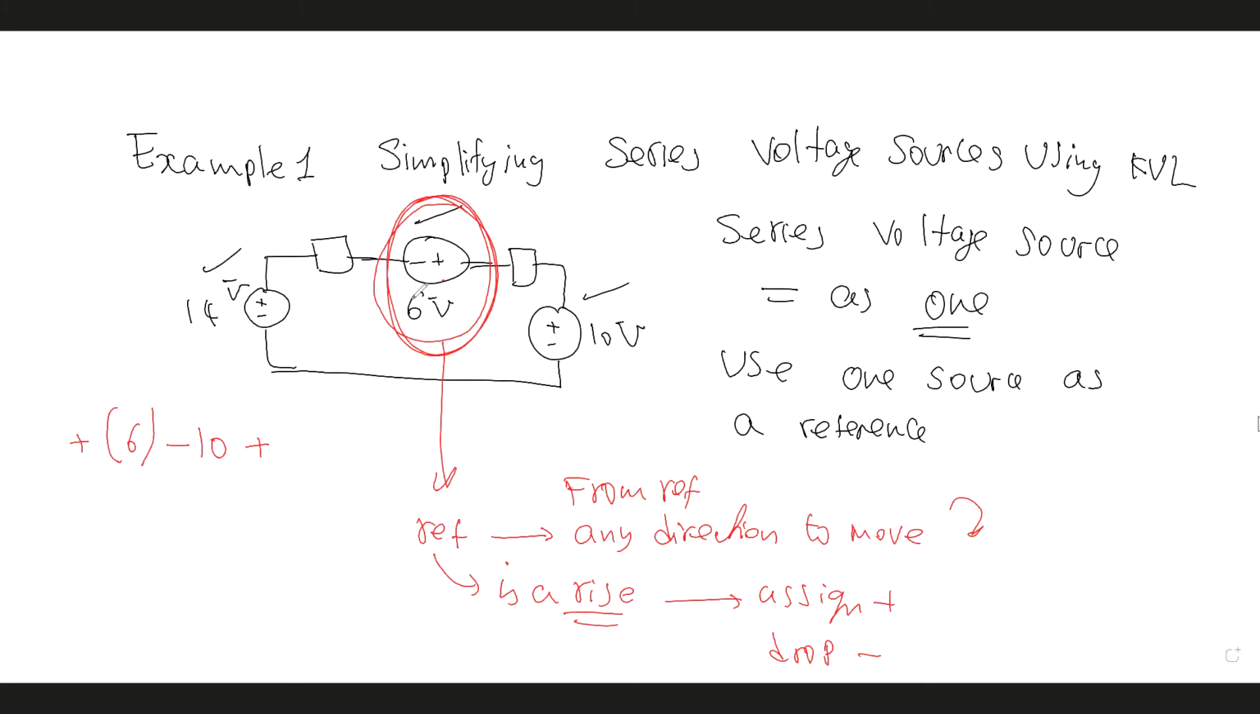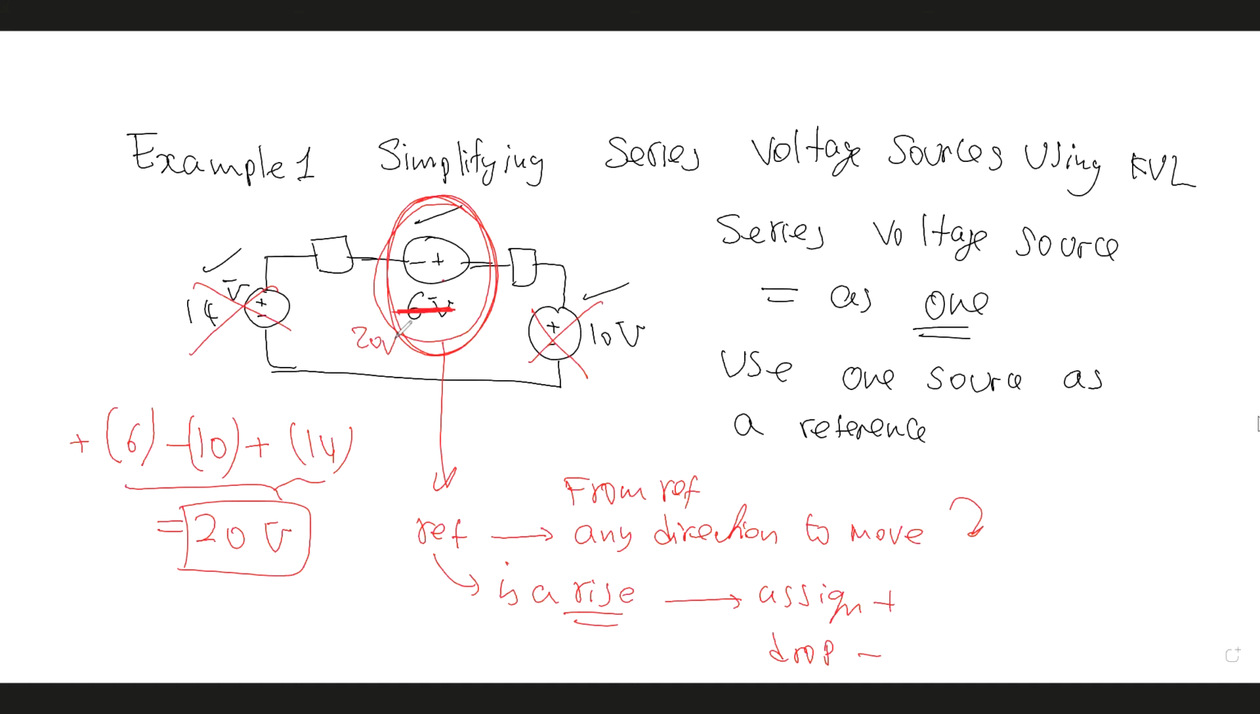So you start, this is your reference. Rise, plus 6. Drop, minus 10. Rise, plus 14. Simplify. Don't continue, don't set up an equation or anything. Just put the values and simplify this number because there are no more voltage sources here. You have 20 minus 10 equal to 20 volts. Now go to this graph. Eliminate everything. Change this number to 20 volts.